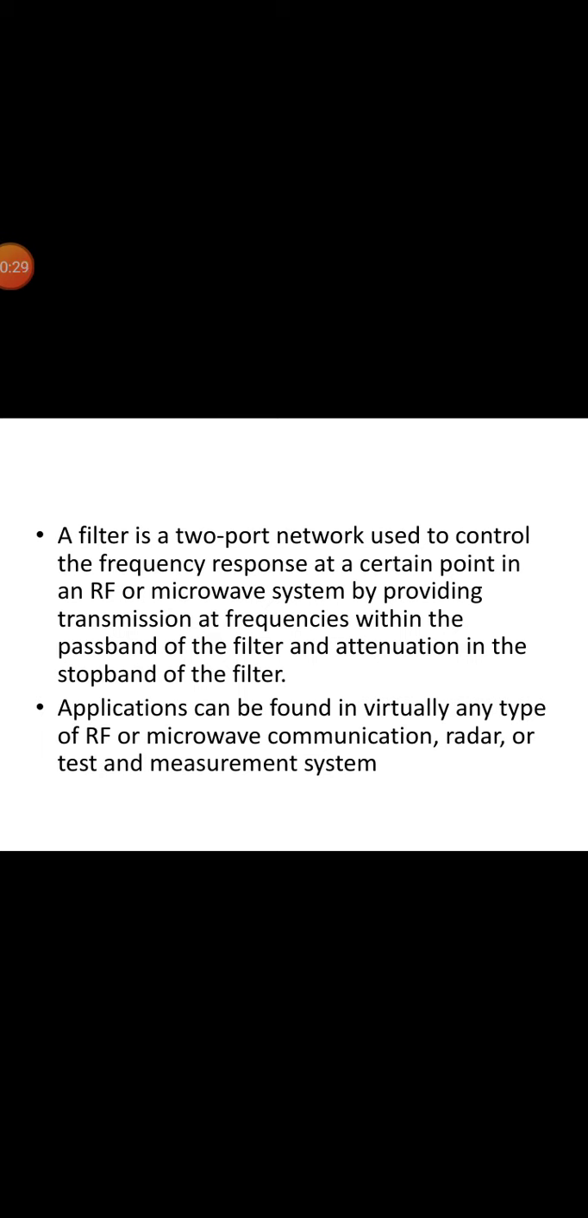Applications can be found in virtually any type of RF or microwave communication, radar, or test measurement system. The development of filter theory and practice began in the years preceding World War II by pioneers such as Mason, Sykes, Darlington, Fano, Lawson, and Richards. The image parameter method of filter design was developed in the late 1930s and was useful for low frequency filters in radio and telephony.